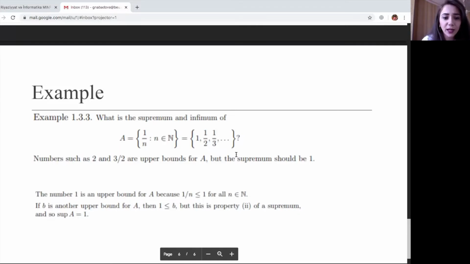Here you find the supremum and infimum, yes? And you find that the supremum is 2 and the infimum is 1. Numbers such as 2 and 3/2 are upper bounds, but the supremum should be 1.